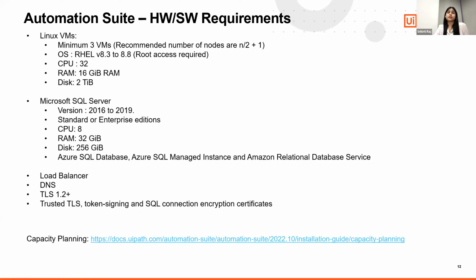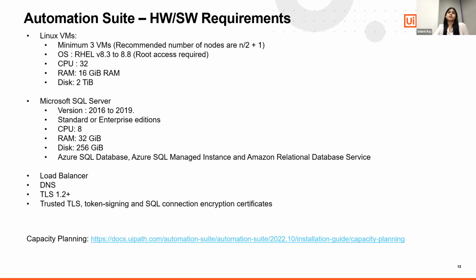Talking about the basic requirements, we'll start with the Linux VMs. The minimum requirement will be 3 VMs. It's basically in the ratio of N/2 plus 1 nodes. It's a recommendation; it could be greater as well, but we'll keep N/2 plus 1 as a formula. But the minimum requirement will be 3 VMs. This is what we are keeping for the demo purpose today.